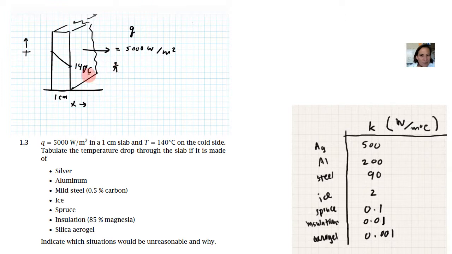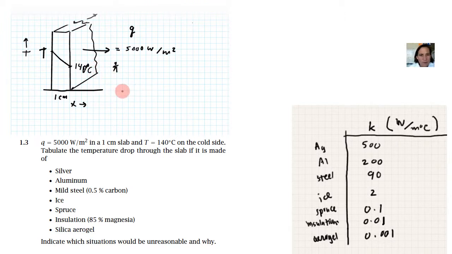Okay, this is not to scale. The temperature on the cold side is 140 degrees C, and there's some temperature on the hot side over here, which we're just going to call T. The question they're asking is, what is the temperature drop if the slab were made of different things? Were it made of silver, aluminum, steel, ice, and so on.